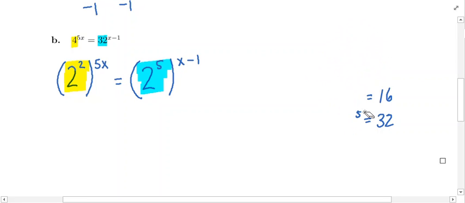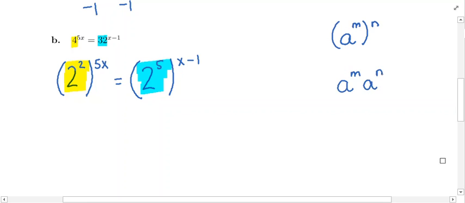All right, so we've got the same base on both sides. Before we can equate the exponents, we have to simplify the powers. On the left side, you have 2 squared raised to the 5x power. This is when the laws of exponents come in. Remember, you have a couple of laws of exponents that you need to know. You've got this situation versus this situation, so remember the difference.